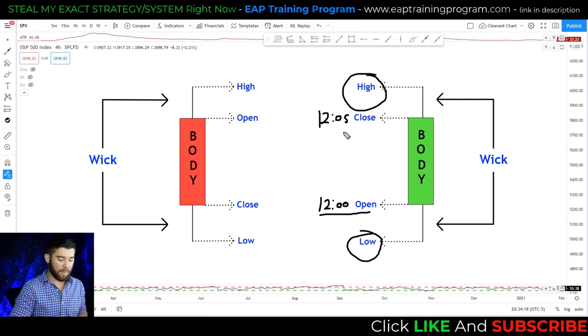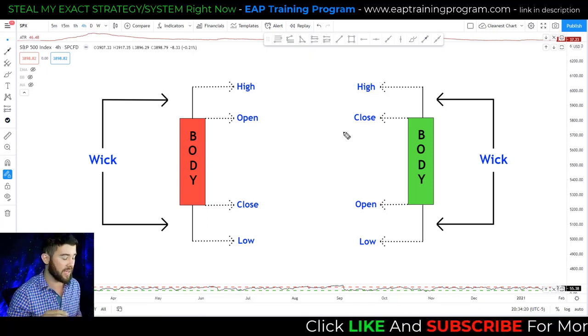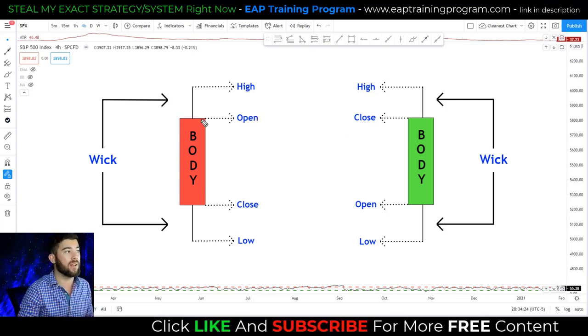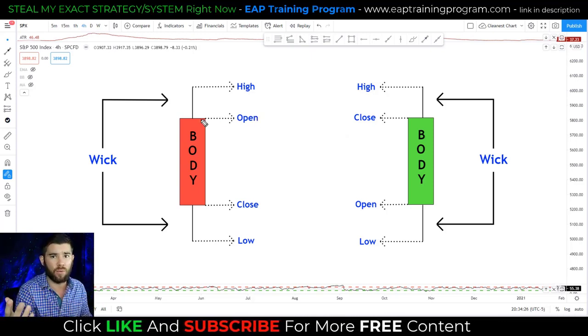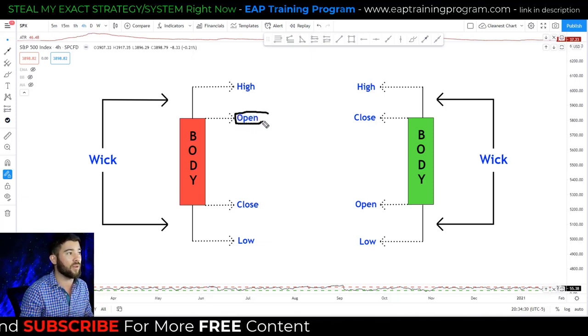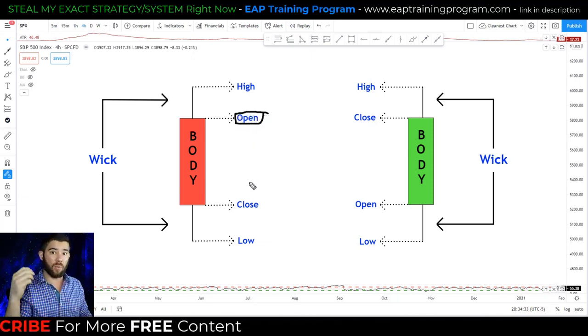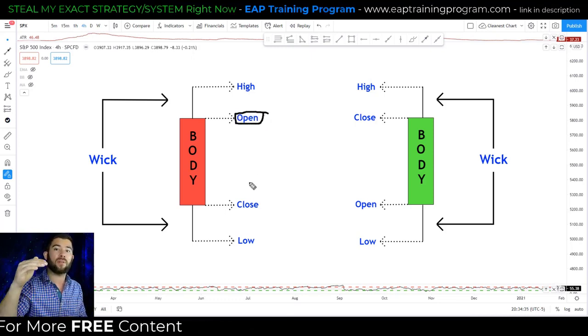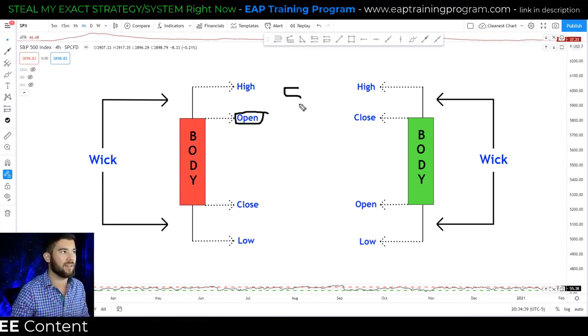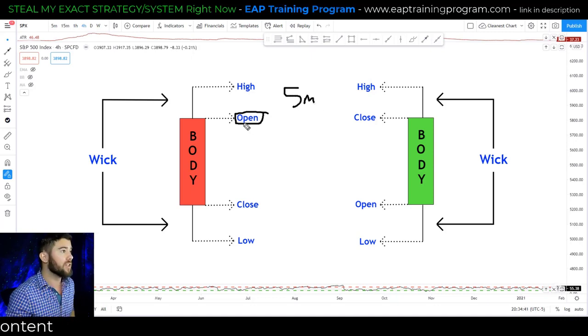A red candle represents when price went down during that period of time. So for a red candle, we would have an open at the top of the body. This is the only difference between the two candles. The open is at the top of the body of a red candle because during a red candle, it represents a period where price closed below where it opened or went lower during, let's say, a 5-minute chart. So the open is there.